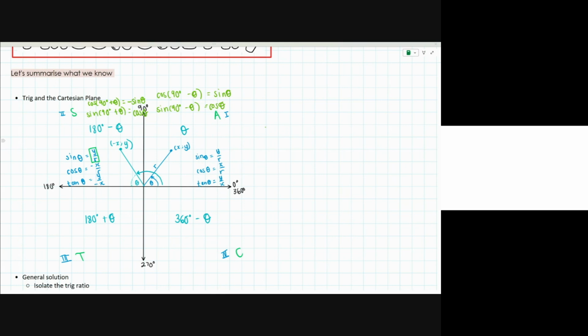Right, before I carry on, can I book you? So, ma'am, the 90 changes the ratio. Exactly. It changes our ratio.